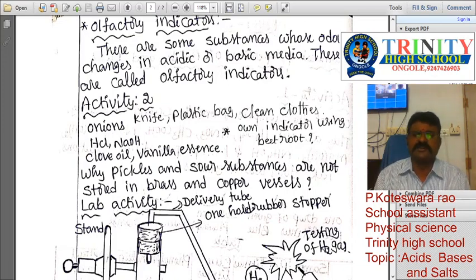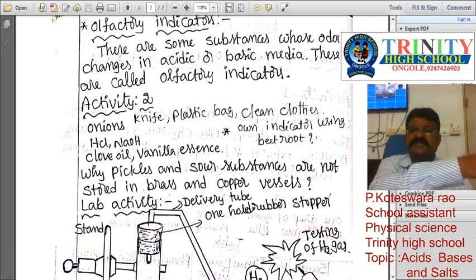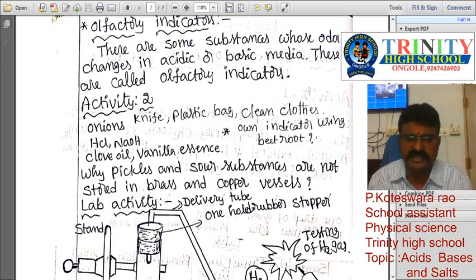Similarly, we want to take 2 more test tubes. In the first test tube we take dilute HCl. In the second test tube we take dilute NaOH solution. And we can now add vanilla essence solution. Then once again we observe the smell. That smell is quite different. So that substance had one type of odor or smell.